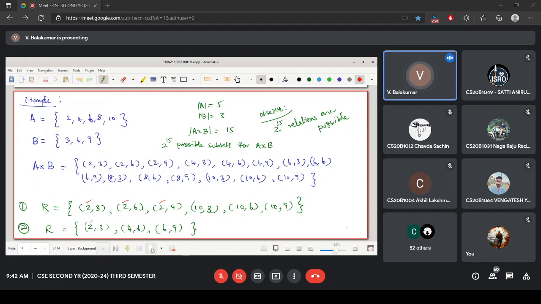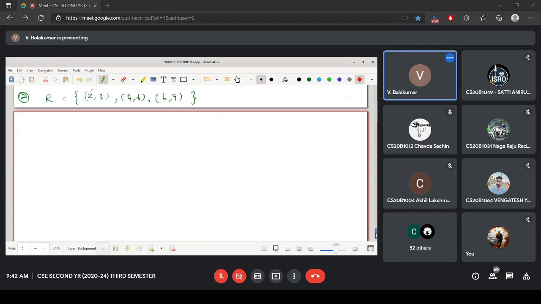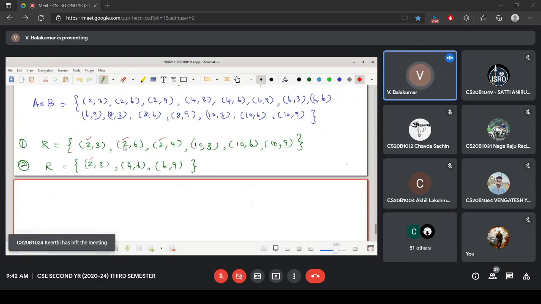I'll write one more example. Let me keep these things together. Okay. Do you see this both? I'm writing one example. My relation is... somebody give me some other relation. We shall compare that also. Give me some relationship, some relation. Give me a subset of A cross B.